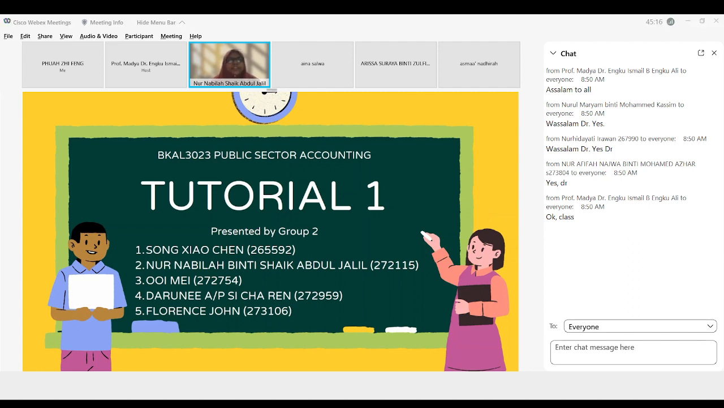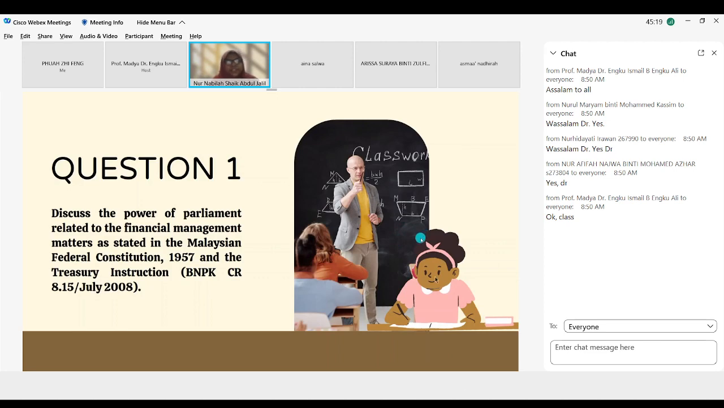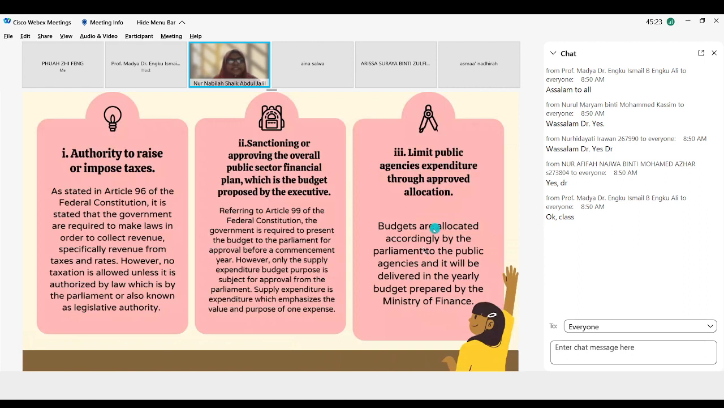There are 4 powers of Parliament that are related to the financial management matters. Number 1, authority to raise or impose taxes. This is stated in Article 96 of the Constitution. From the article, it is stated that the government is required to make laws in order to collect revenue, which is from taxes and rates. This is because taxes are not allowed to be collected or imposed without the authorization by the law, which comes from the legislative authority, which is the Parliament.